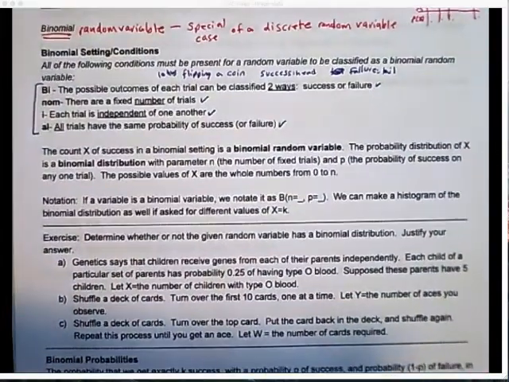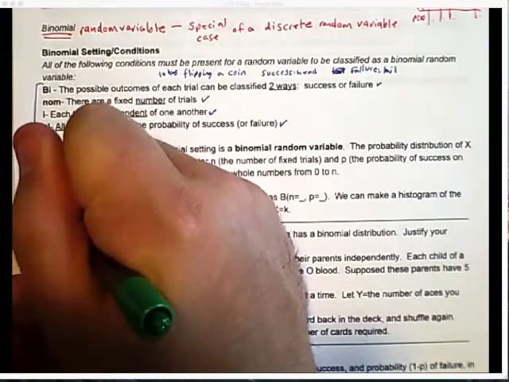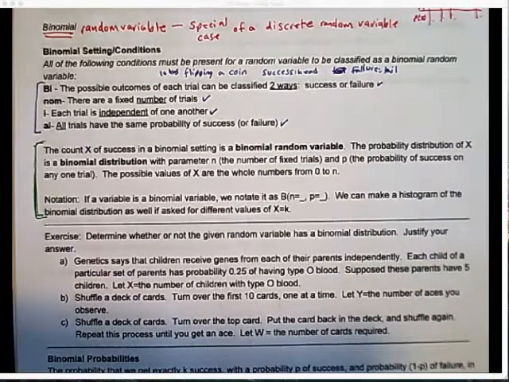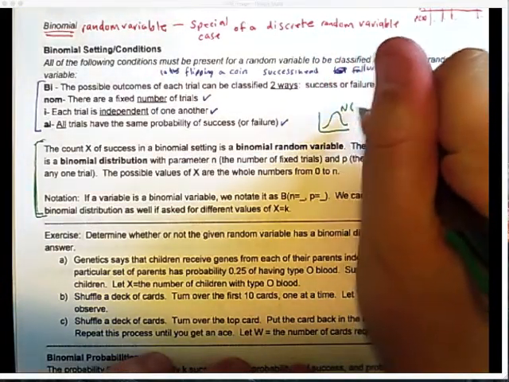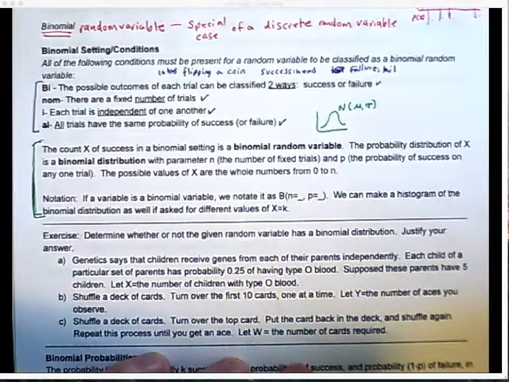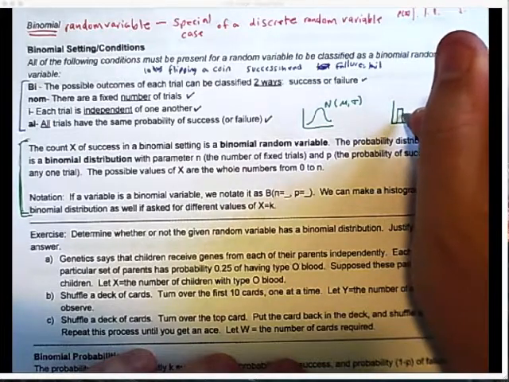Now, the next 2 paragraphs in here are kind of hard to read. We'll have to do some examples so you can understand these a little bit more, so I'm just going to read it. It says the count X of successes in a binomial setting is a binomial random variable. The probability distribution of that random variable is called the binomial distribution with certain parameters. For example, when we made a normal curve, we labeled that as normal with some mean and some sigma. When I make a binomial distribution, it's not continuous, it's discrete.